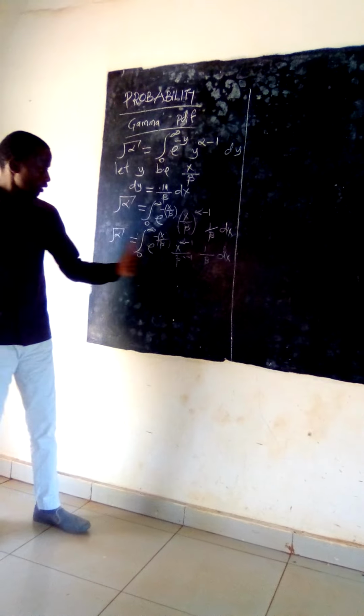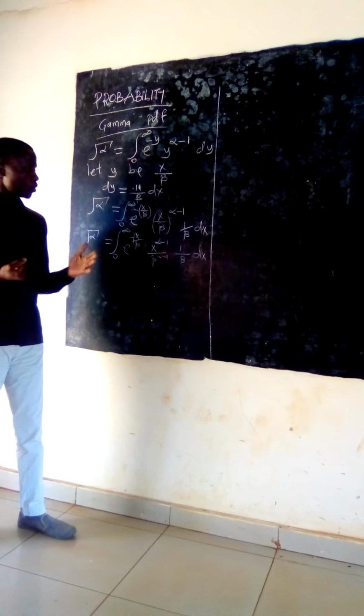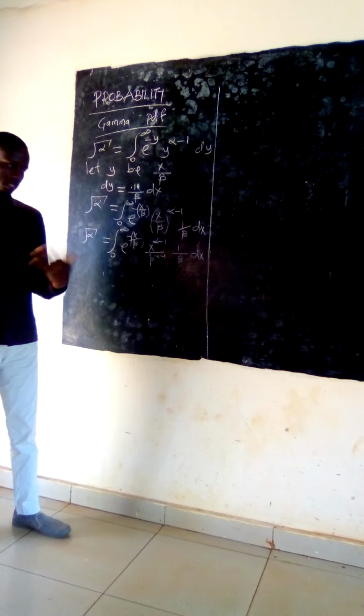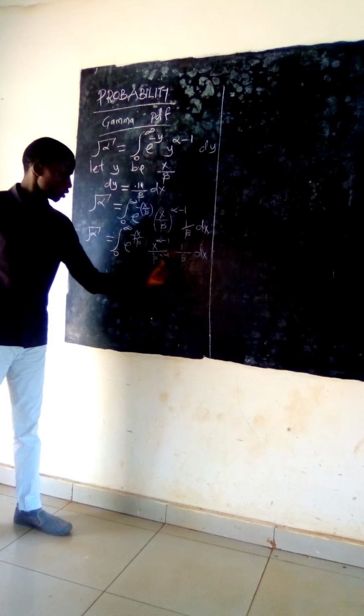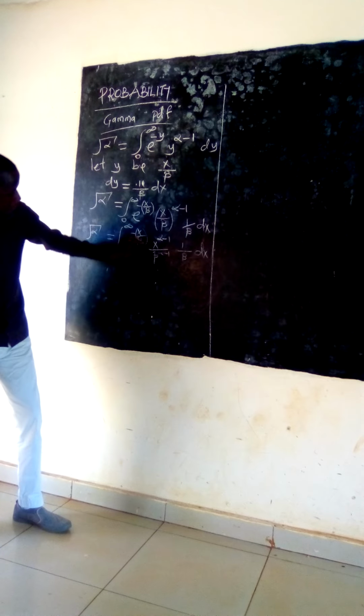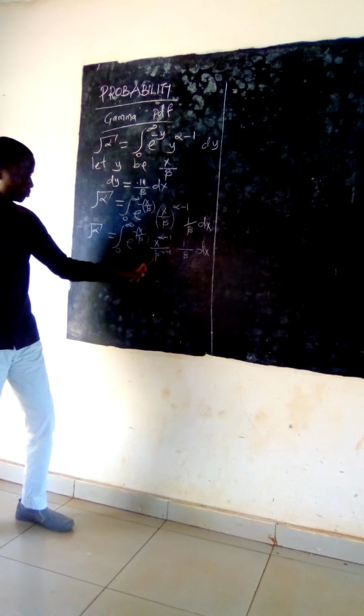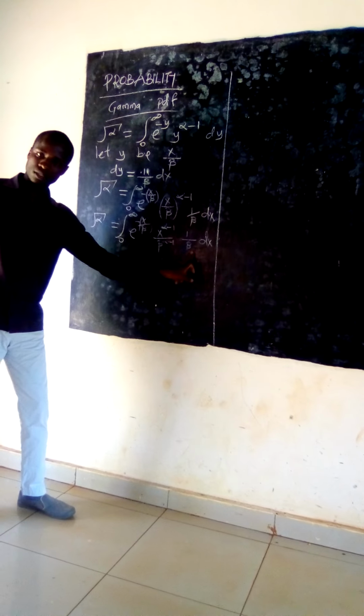Now friends, after writing this, you are supposed to use the law of indices to break the denominator here. Remember, in the denominator I'm having base beta as well as base beta.